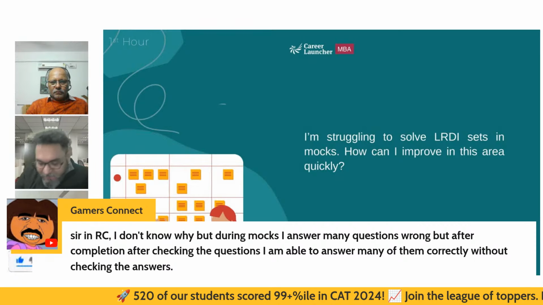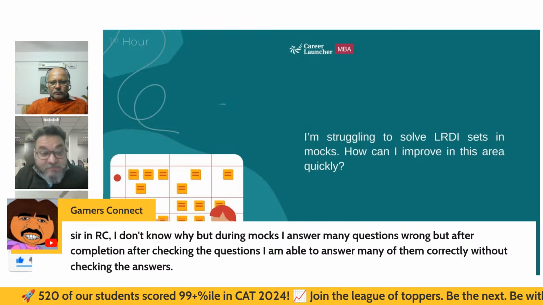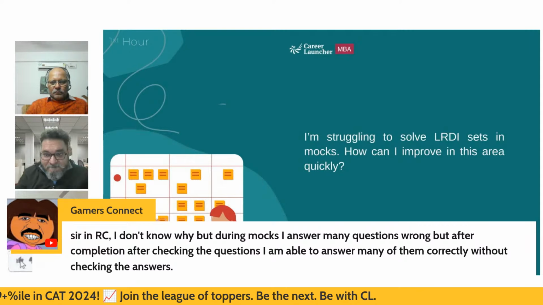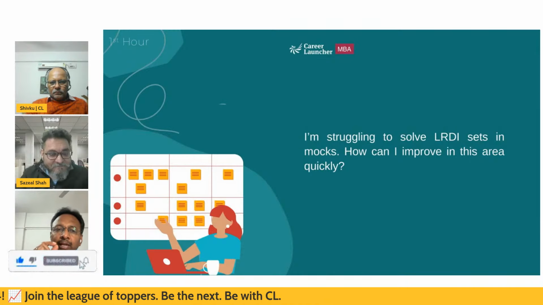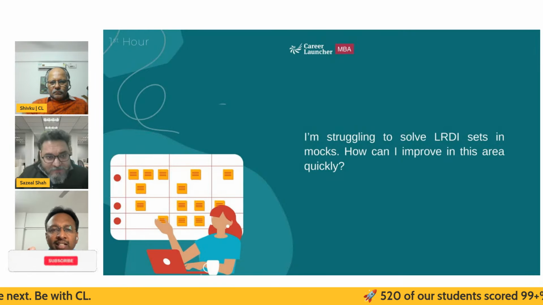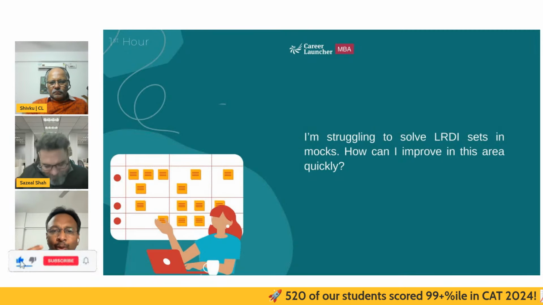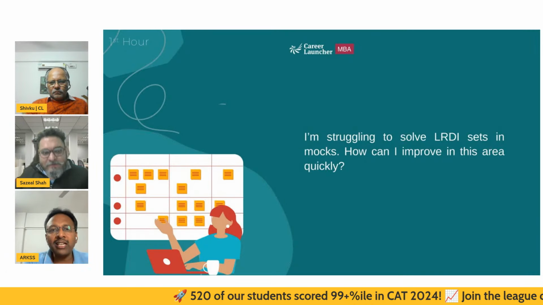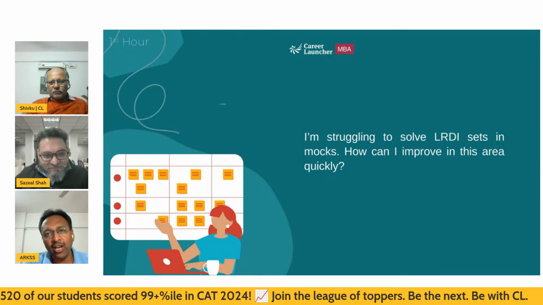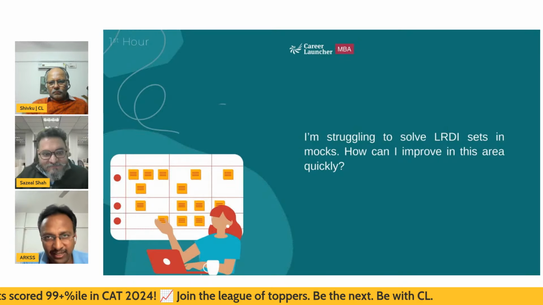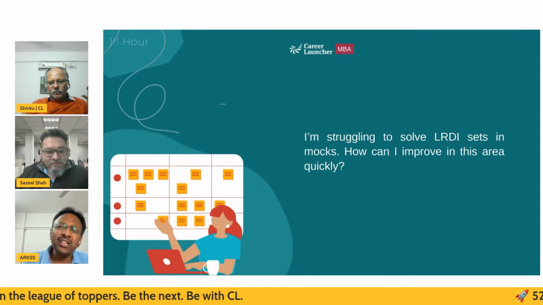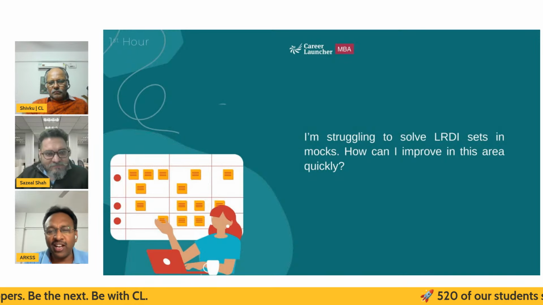Sazil, I have a point here. See, what happens specifically in RC is that when somebody is writing a mock, they are reading it only once or just very quickly. The concentration when you're reading a passage, and of course the question and the choices, is not that high. If you are basically good in English, you will still be able to answer the questions faster.